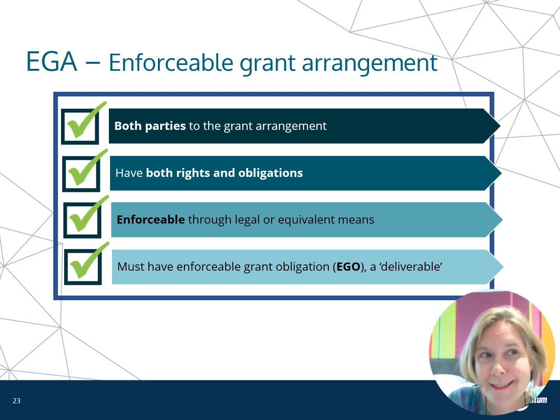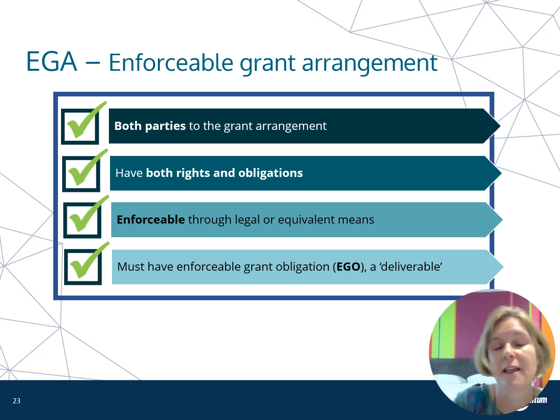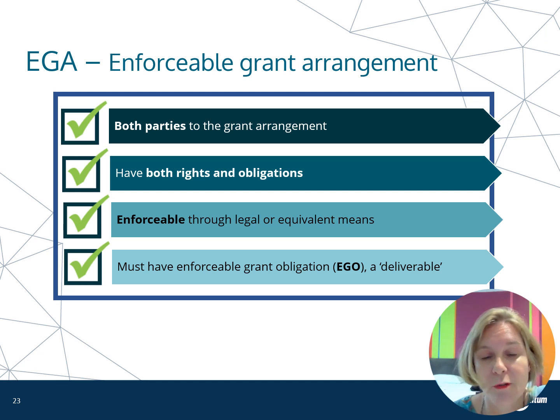So let's have a look at what it means to be an enforceable grant arrangement, because this is a very critical definition in INPAG. In order to meet the criteria, both parties to that grant arrangement have to have both rights and obligations. So it needs to be a grant that is enforceable through legal or equivalent means. Crucially, it must contain one or more enforceable grant obligations or deliverables, the things that the NPO has to do in order to have a right to have the income. And that right is called an enforceable grant obligation. That's the name for the deliverable, an enforceable grant obligation.